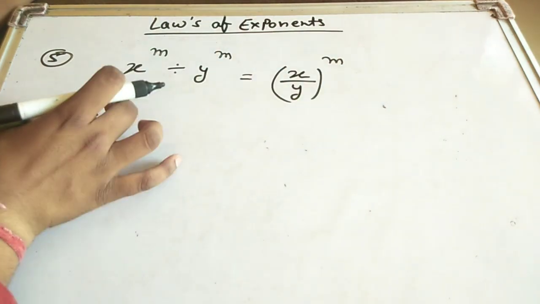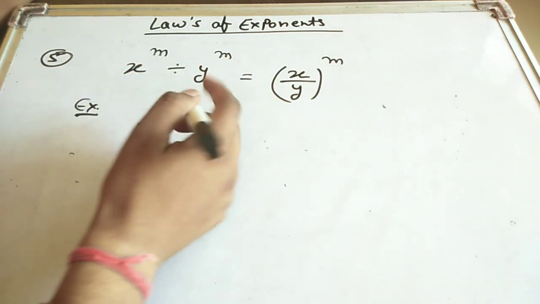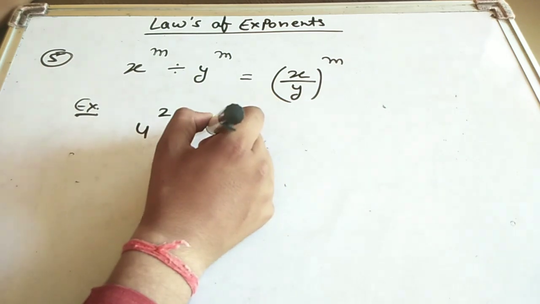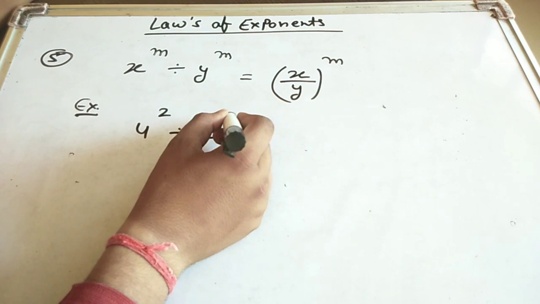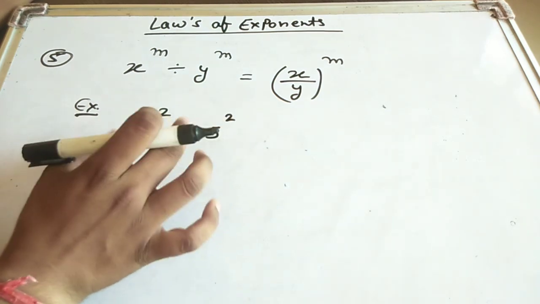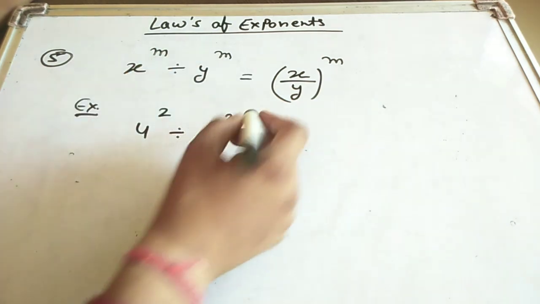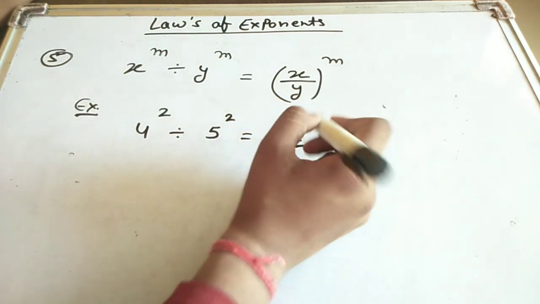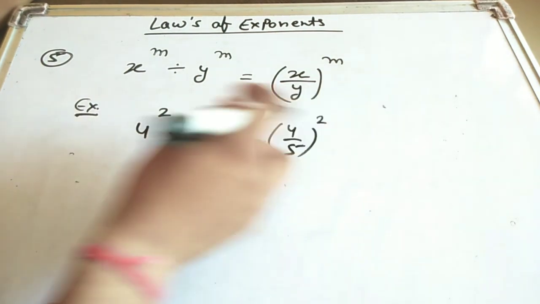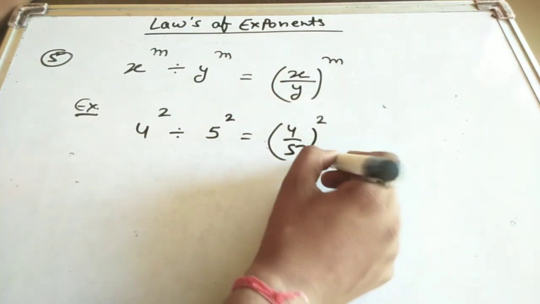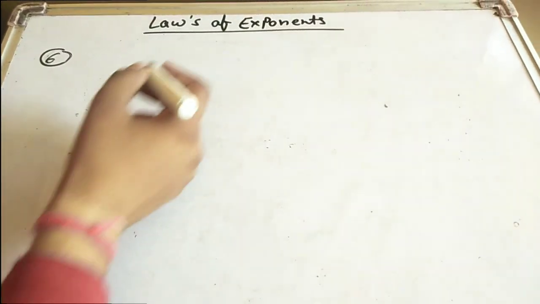Okay, let us understand with the help of an example. 4 to the power 2 divided by 5 to the power 2. Okay, there are two different bases and the same exponents. So we get 4 by 5 and the power is 2. Okay, understood?